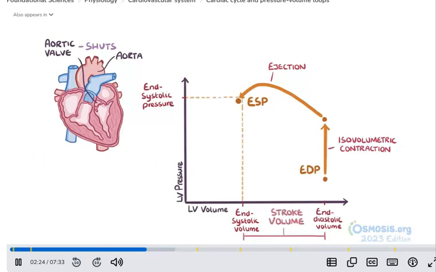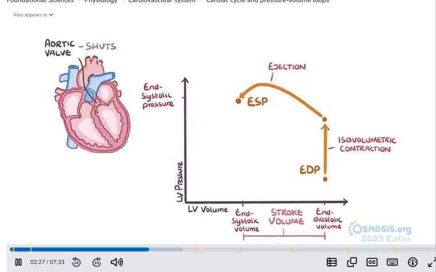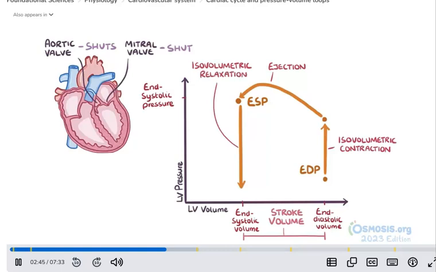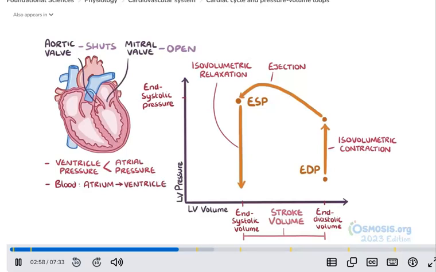After all of this, the left ventricular muscle starts to relax, and so the left ventricular pressure starts to fall. But the aortic and mitral valves are still shut, so the volume remains the same. You remember how when the ventricle was contracting but the volume remained the same, we called that isovolumetric contraction? Well, now it's isovolumetric relaxation. After a while, the ventricular pressure drops so low that it's lower than the atrial pressure, so that causes the mitral valve to open, and then blood rushes from the left atrium into the left ventricle.